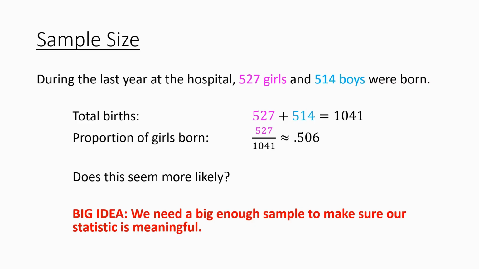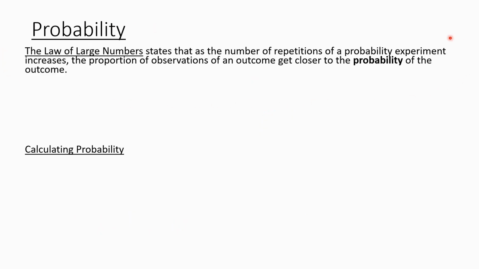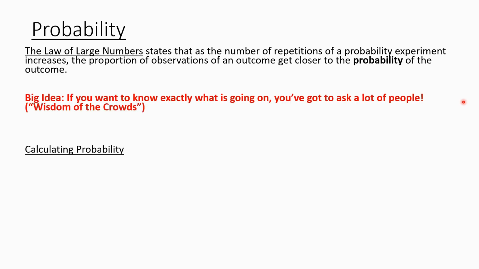So what's the key takeaway here? Sample size matters. We need a large enough sample to ensure that our statistics accurately reflect reality. This concept is tied to a fundamental principle in probability known as the law of large numbers. The law of large numbers states that as the number of trials in a probability experiment increases, the observed proportion of outcomes will get closer to the actual probability. In simple terms, if you want to get a reliable estimate of probability, you need a large sample of data.